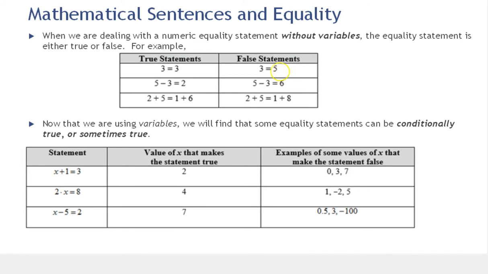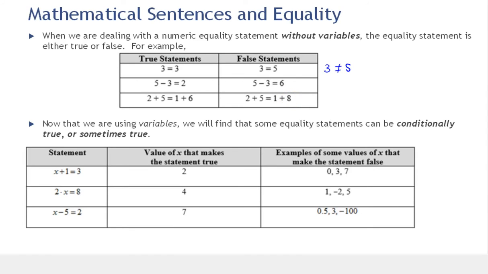Or we can have a false statement. 3 does not equal 5, so it says 3 equals 5, so that is false. A corresponding true statement would be 3 does not equal 5. Okay. 5 minus 3, it doesn't equal 6, so this is false, and similarly this is false.